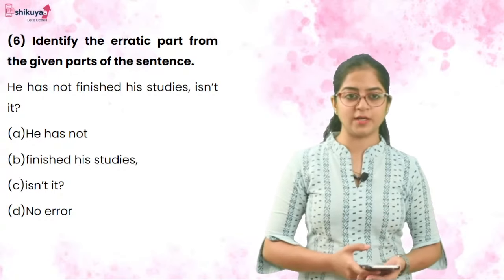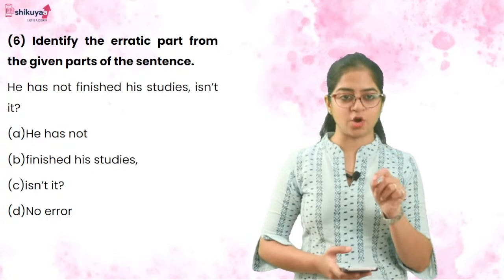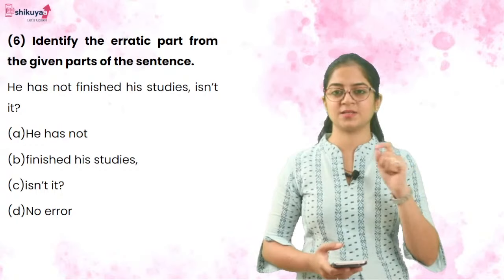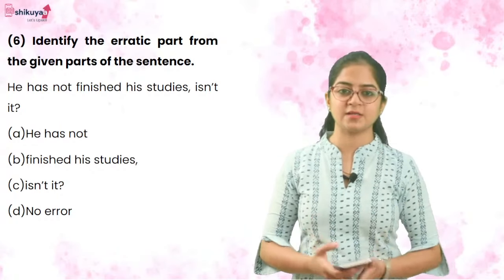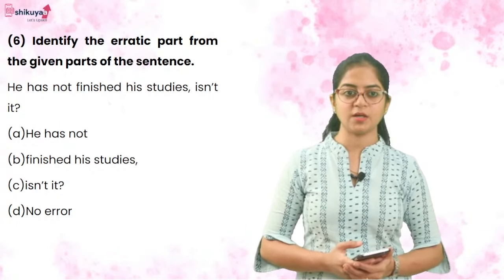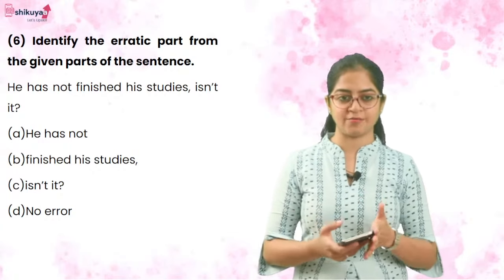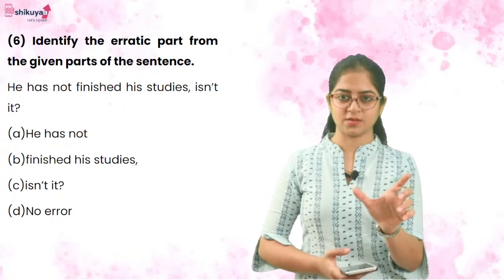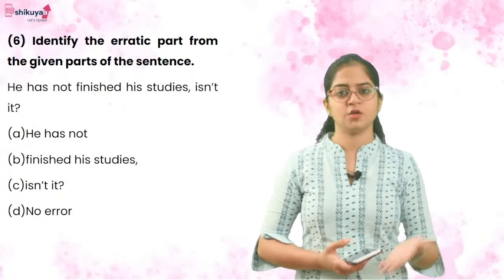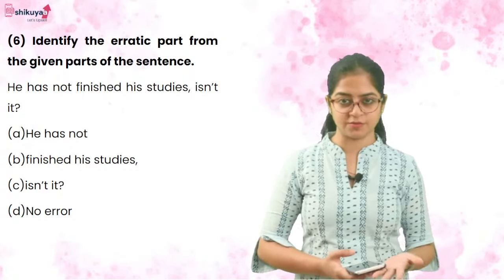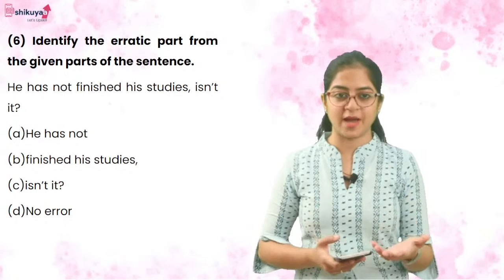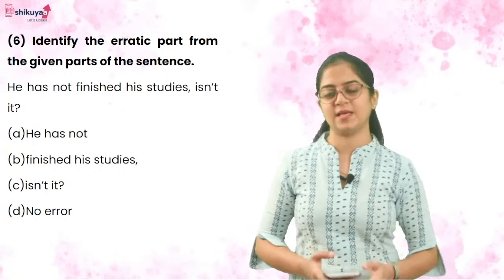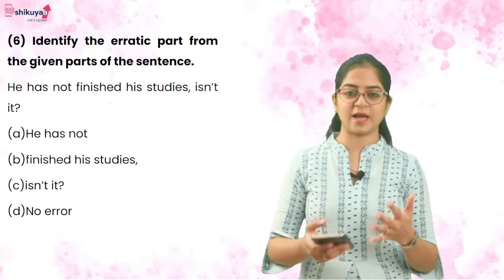Let us quickly check. He has not, B says, finished his studies, isn't it? So of course our tag is incorrectly used here, right? Instead of isn't it, it should have been has he, because the sentence is negative, right? Not is used in the sentence. So obviously our tag would be positive. And what is the positive tag here? Has he. Alright. So C is the errored part. Well, let us have the next question.